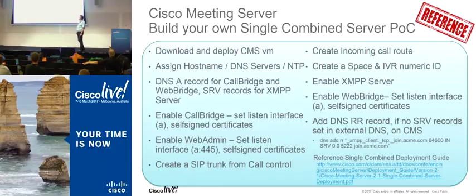And likewise, the web admin, being that if we're running it on the same server, we may just offset that to port 445 or something else that's not being used. And our web admin enables us to manage the call bridge. Create a SIP trunk from our call control, so if you've got VCS or something else, very simple to do that, just a SIP trunk between the two platforms. Create a space and an IVR, and that'll work as a conference bridge. If you want to enable WebRTC, you turn on the XMPP server, you turn on the web bridge, and then you have WebRTC functionality. It's very simple and you can do that very quickly.